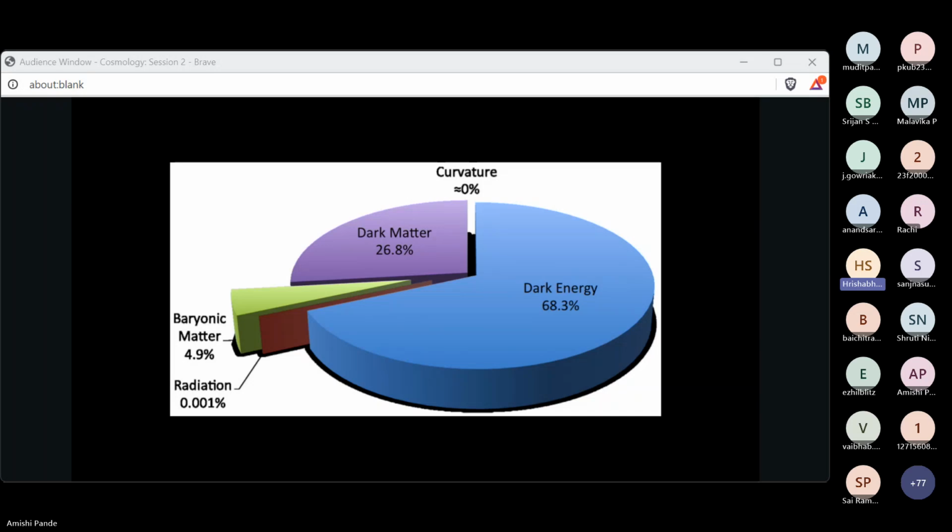And we have no idea about the 63%. So if I were to draw a pie chart back in early 20th century, I would call it to represent only these two terms. You can move ahead, Amishi, you can move to the next slide.